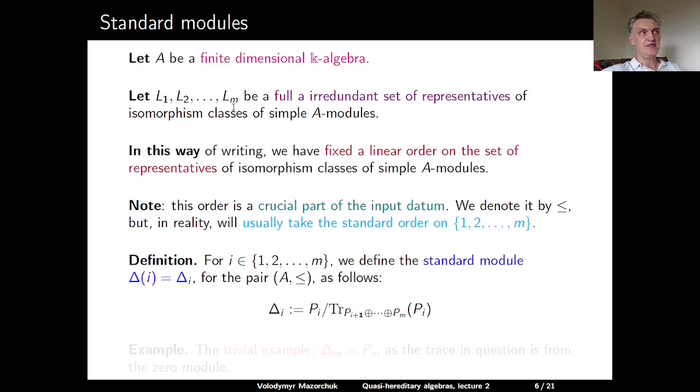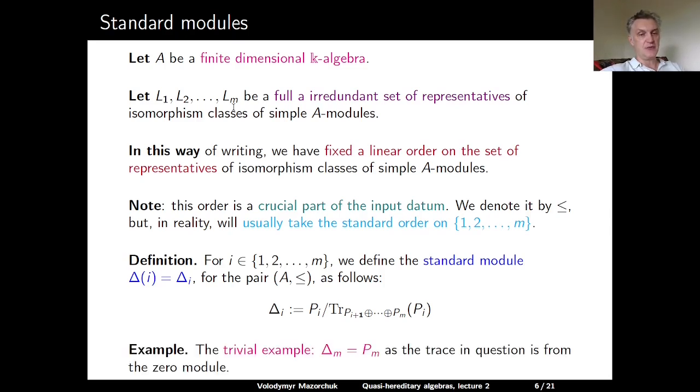Delta i is defined as the quotient of the indecomposable projective cover of Li, which is Pi, by the trace in this module Pi of the projective module Pi plus 1, direct sum with Pi plus 2, direct sum and so on, direct sum with Pm. So we take in Pi the trace of all projectives with strictly bigger indices, and we factor this trace out. The outcome is the standard module for this vertex i.